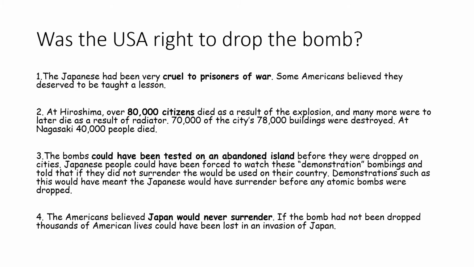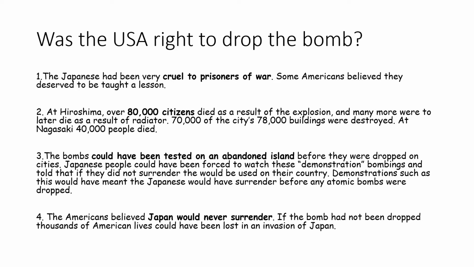Number two, at Hiroshima, over 80,000 citizens died as a result of the explosion, and many more were to later die as a result of radiation. 70,000 of the city's 78,000 buildings were destroyed, and at Nagasaki, 40,000 people died. So is that for dropping the bomb, or is that against dropping the bomb?